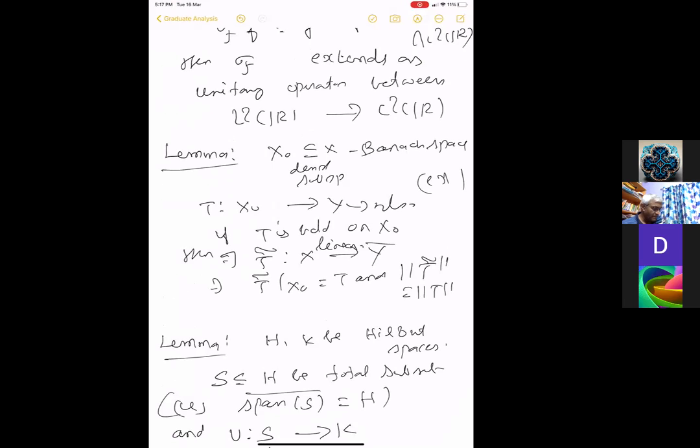The first lemma is fine. The first lemma just says that any bounded linear operator can be extended to its closure, and the range will also get to the completion. That's all. If the range is Banach, you don't need to complete.